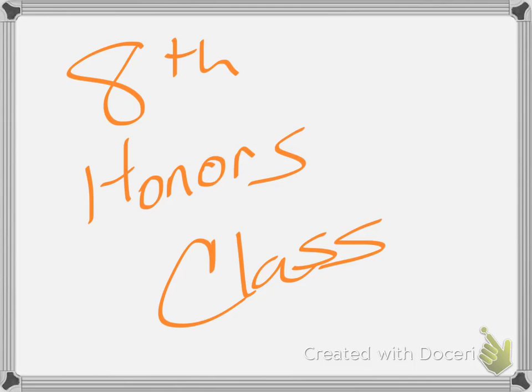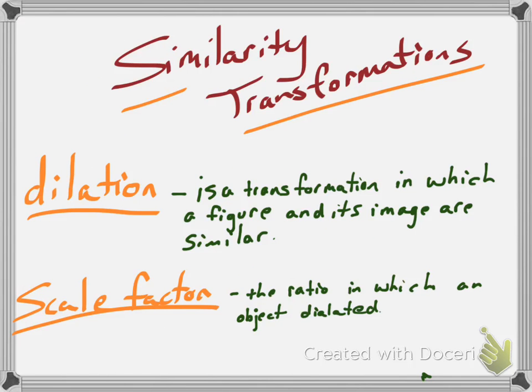We're going to start in a different spot than usual. We're going to start with similarity transformations. Basically transformations, you think of transformers. They change shapes and all kinds of stuff, and that's what we're doing. We're changing shapes. So the first definition for us is a dilation.